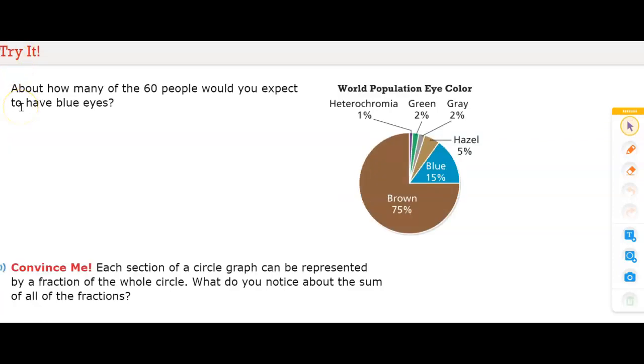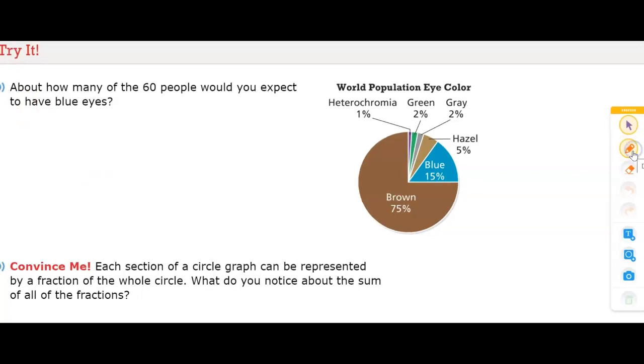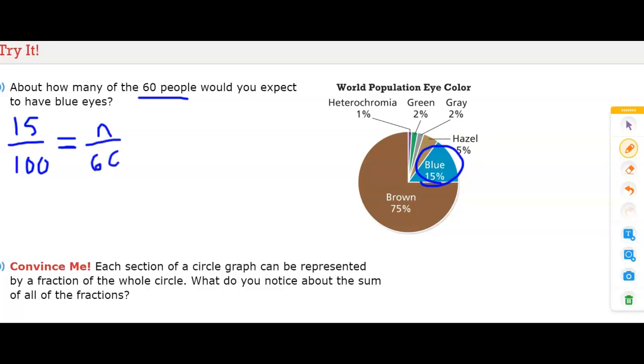About how many of the 60 people would you expect to have blue eyes? There are 60 people at this event. 15% have blue eyes. 15 over 100 represents the 15% that have blue eyes. We want to know the number of people out of the 60 that have blue eyes. We then multiply both sides by 60. And so this cancels out, and we're left with n on that side.